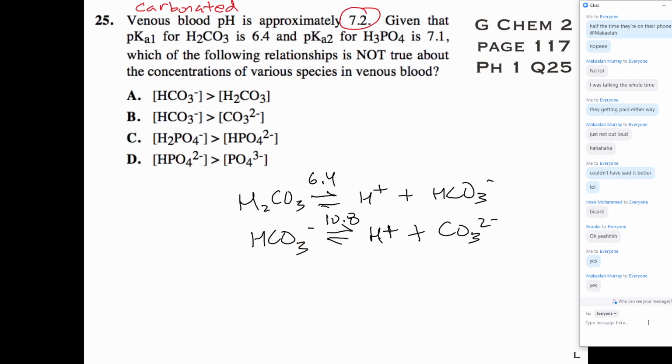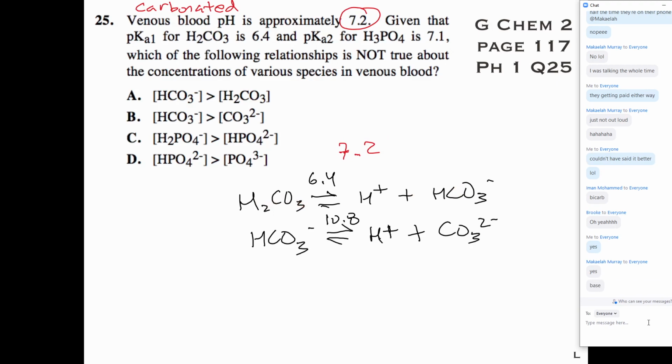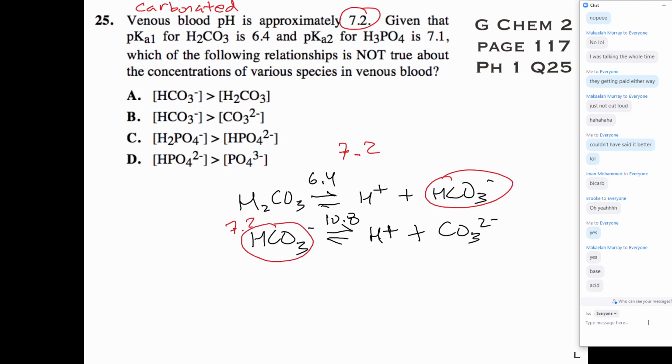Okay, so at 7.2, which way is this equilibrium going to lie? Is it going to lie on the acid or base side at 7.2? Going to lie on this side. And at 7.2, which way is this one going to lie? Acid side, perfect.